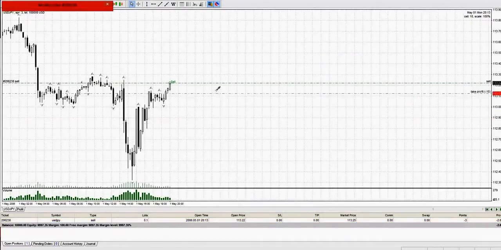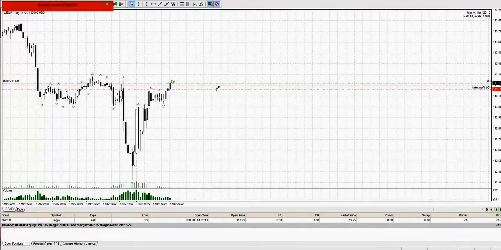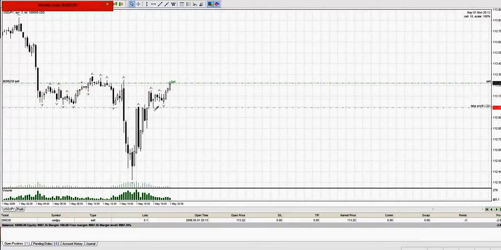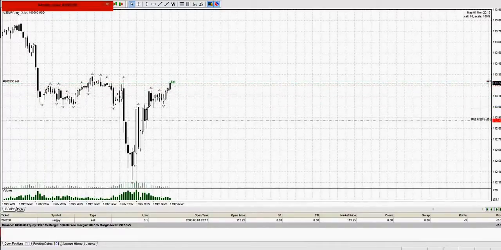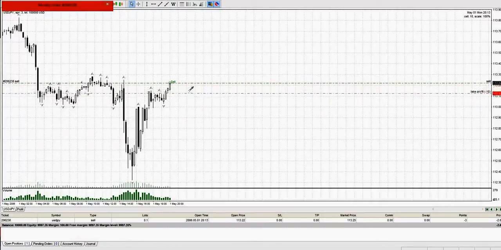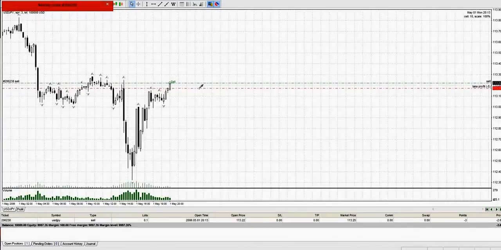If it was bullish, we sell it. If it was bearish, we buy it. And the profit taking would be just the previous fractal. Do not take it exactly at the support resistance level. Give some space. So as you can see, I'm just placing it a bit above that resistance.